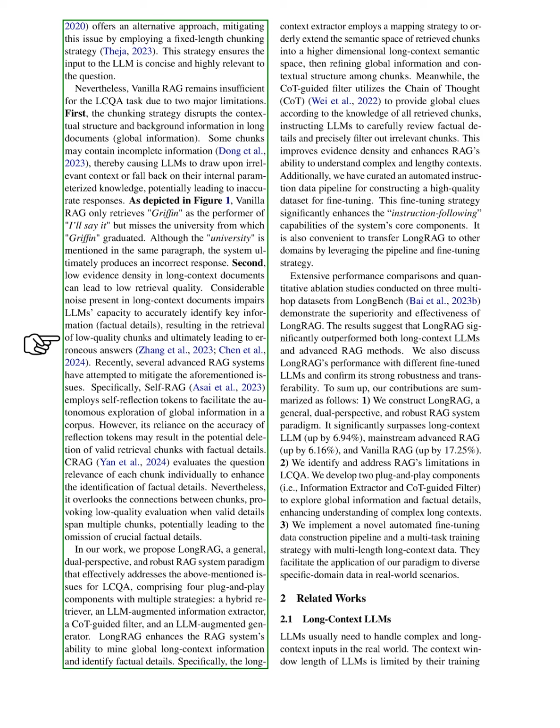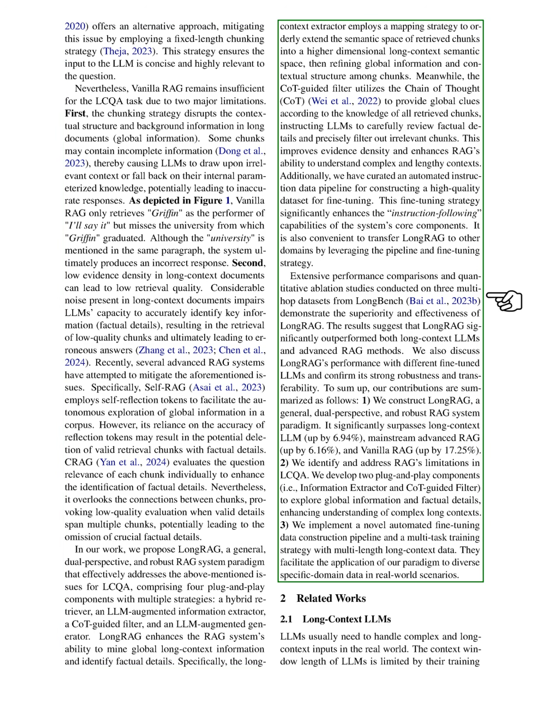In our work, we introduce LongRAG, a robust RAG system designed to tackle these challenges in LCQA. It includes 4 flexible components: a hybrid retriever, an LLM-augmented information extractor, a chain of thought (COT) guided filter, and an LLM-augmented generator. LongRAG enhances the ability to extract global information and identify factual details.